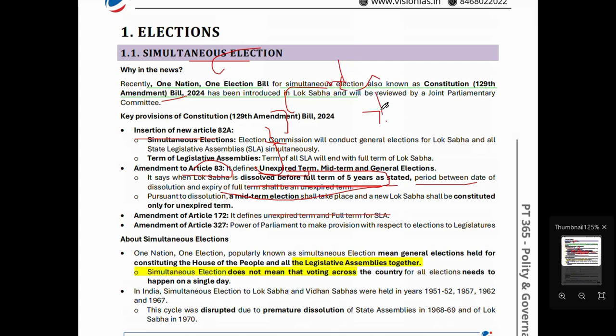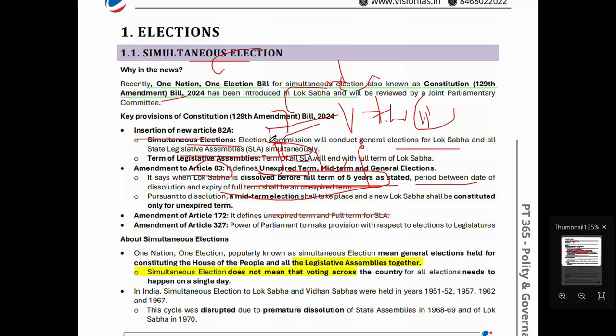What are the key provisions of the bill? We will discuss here. But generally, a question will not be asked on a bill until it becomes an act. Whatever provisions of the articles are given, let's analyze them. The Election Commission will conduct general elections to the Lok Sabha and all the legislative assemblies simultaneously. The term of the legislative assembly should be the full term of the Lok Sabha.